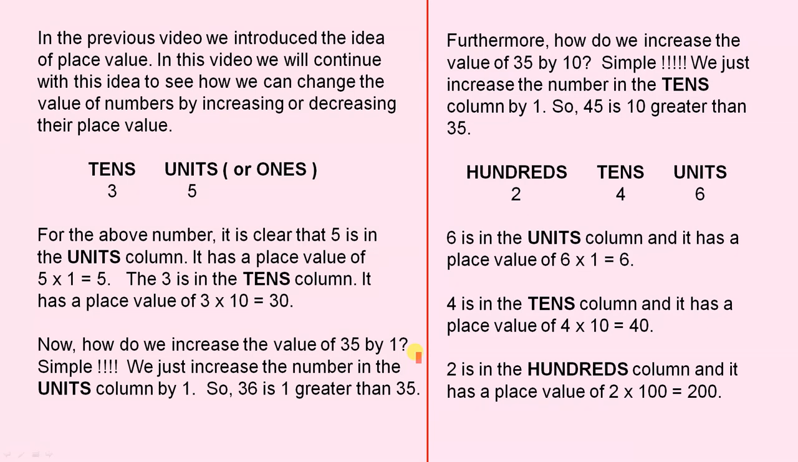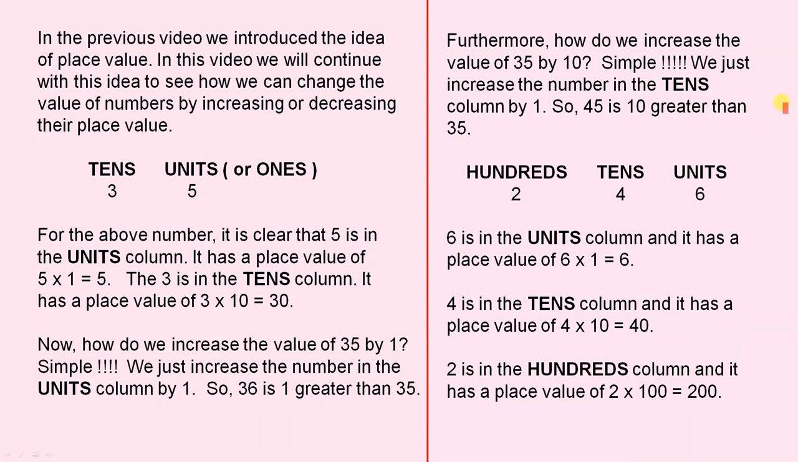Now, how do we increase the value of 35 by 1? Simple. We just increase the number in the units column by 1. So, 36 is 1 greater than 35. So all you do is you take this 5 and you make it a 6. And that gives us 36 is 1 greater than 35.